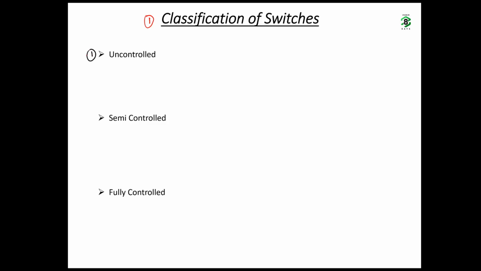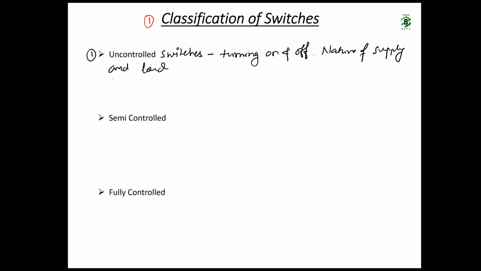First comes uncontrolled switches. In these switches, we don't have any control in turning on and turning off. So we cannot control its turn on as well as its turn off. It will turn on based on the nature of supply and nature of load. An example of this type of switch is the diode. In the diode, we don't have any control.